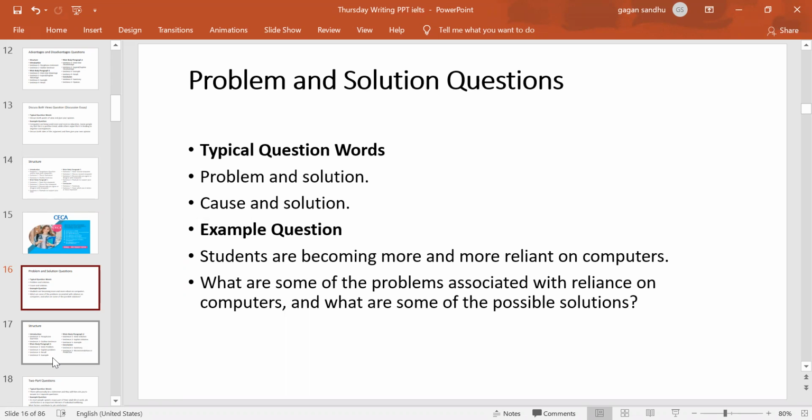So these are the typical question words in the essay. Then this is the exemplary question. Students are becoming more and more reliant on computers. What are some of the problems associated with reliance on computers, and what are some possible solutions, right? So this is like the problem-solution type, both words are there. So this category is the fourth one.